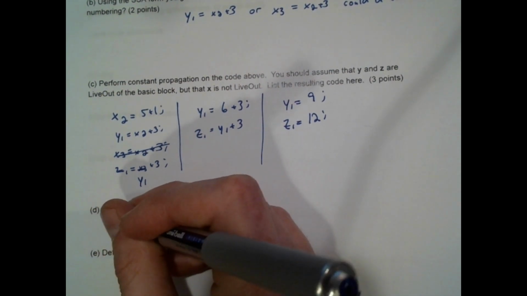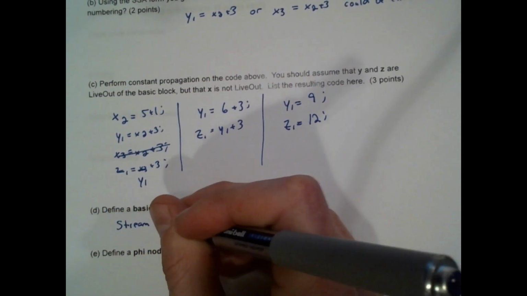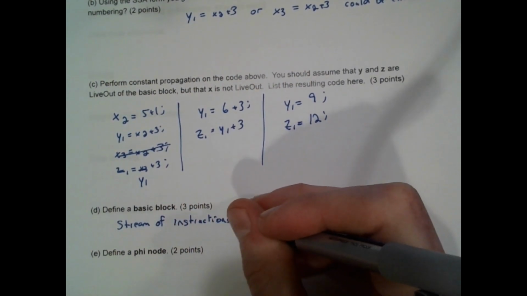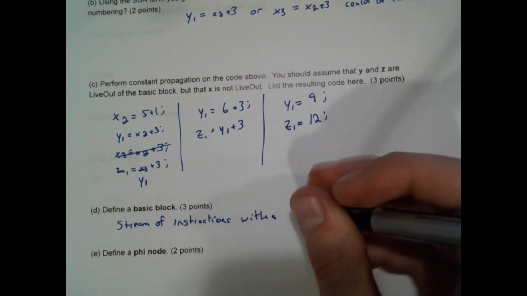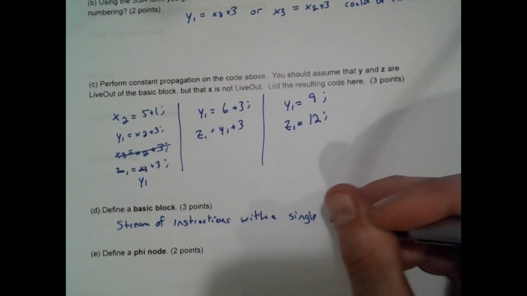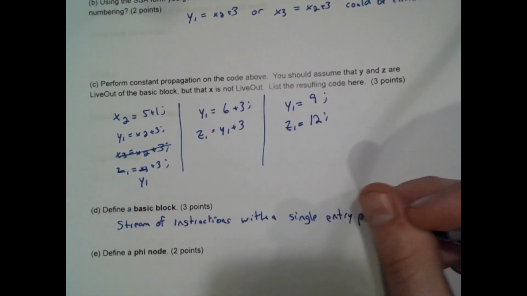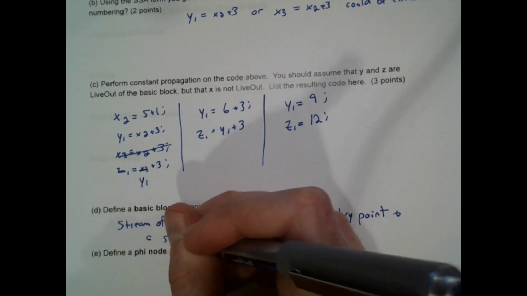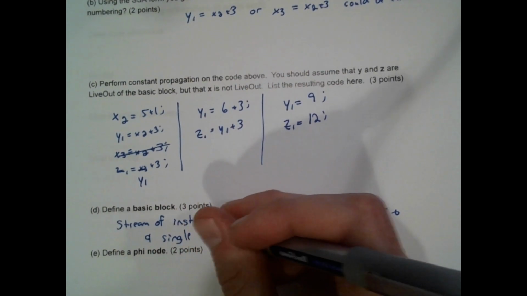Next question is just definitions to define a basic block. Basic block is a stream of instructions or a set of instructions with a single entry point and a single exit point.